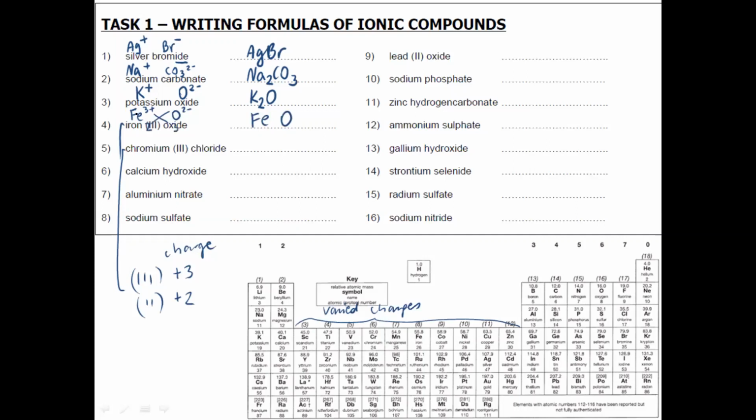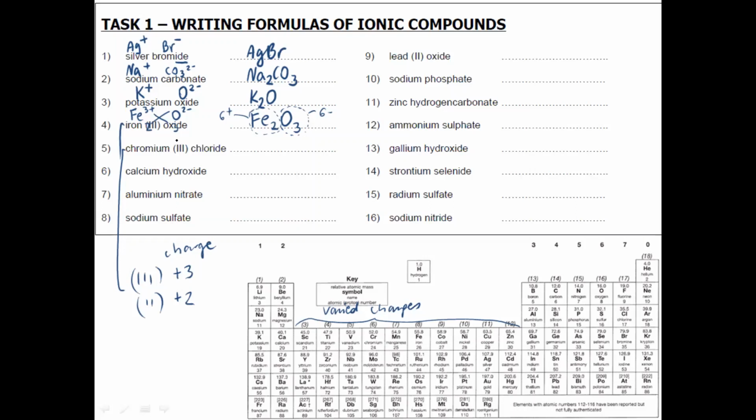So if I have 2 Fe3 pluses, that's going to make a 6 plus. And I have 3 O2 minuses, that's going to make a 6 minus. So that will sort it out. Let's have a look at how that works. If Fe is a 3 plus, 2 Fe3 pluses gives you a 6 plus for this whole section here. And then this whole section gives you a 6 minus, because minus 2 times 3 is minus 6, and that's a correct formula.